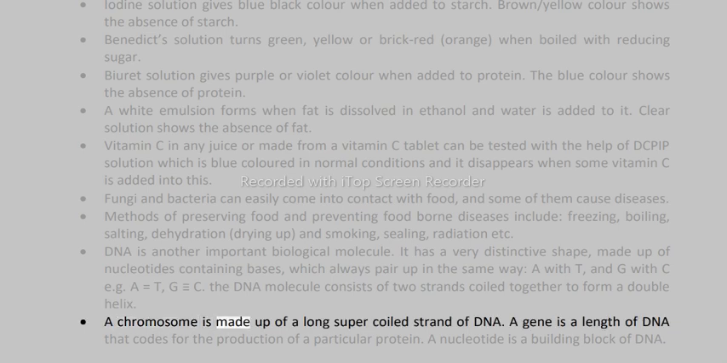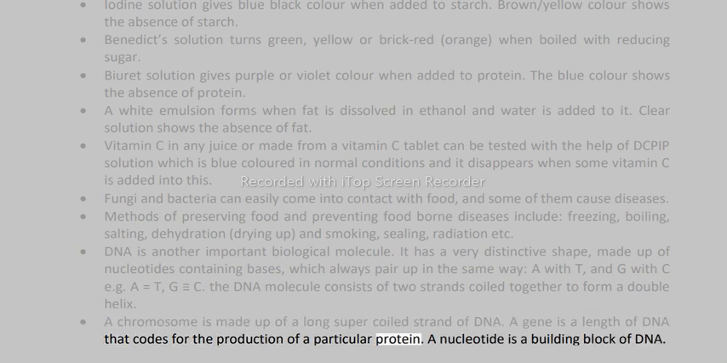A chromosome is made up of a long supercoiled strand of DNA. A gene is a length of DNA that codes for the production of a particular protein. A nucleotide is a building block of DNA.